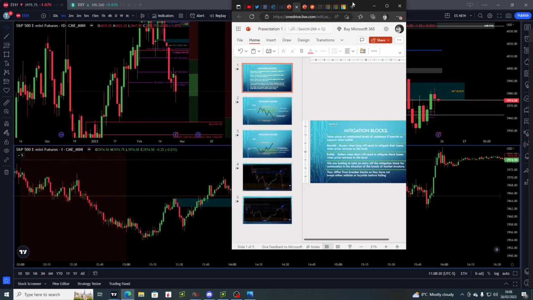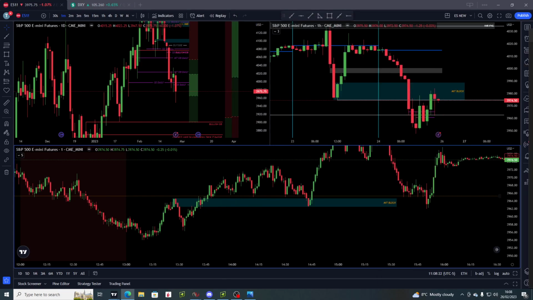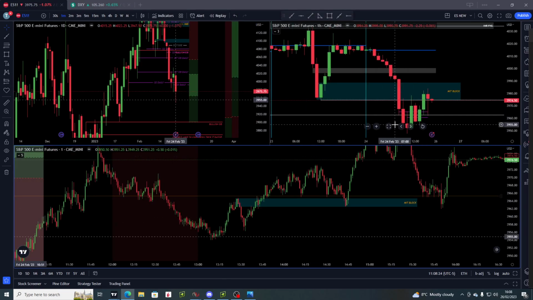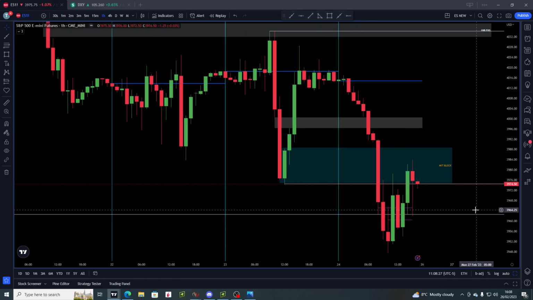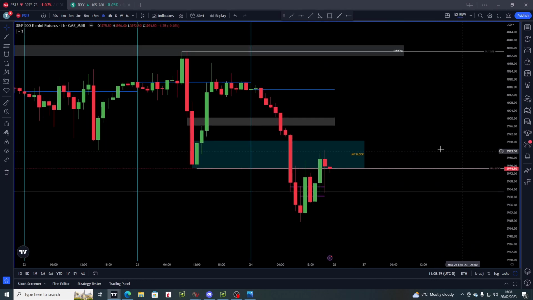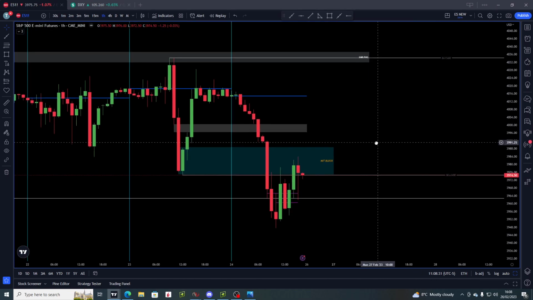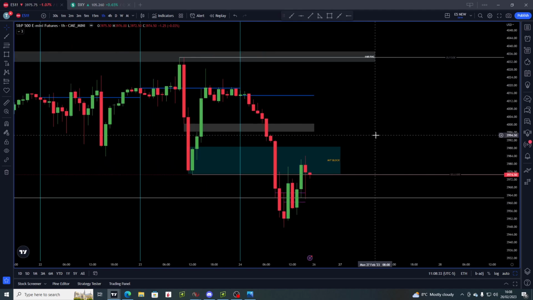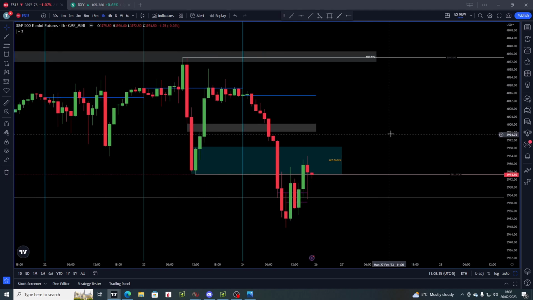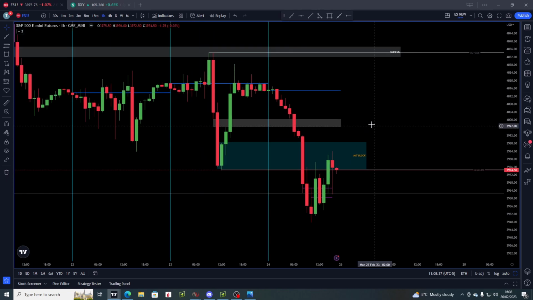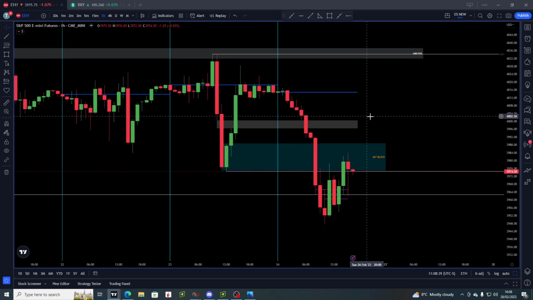So let's have a look at them in charts just so you guys can get a better read on them. This was actually the other day, and this is a trade I took, right? I took this trade for 20 handles, and if you don't believe me, jump into my Discord or head over to my Twitter, and you can see the trade that I took. And this was it, it was a mitigation block.